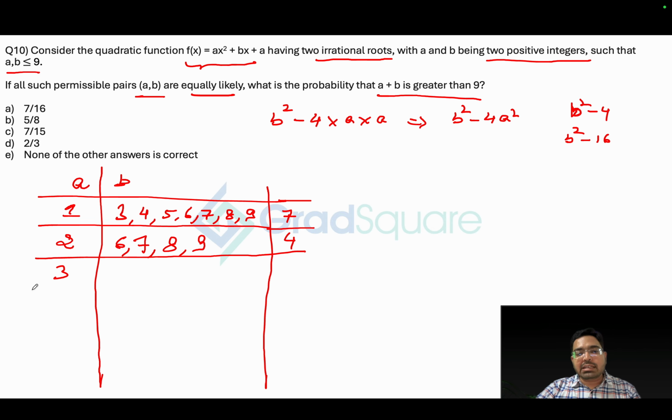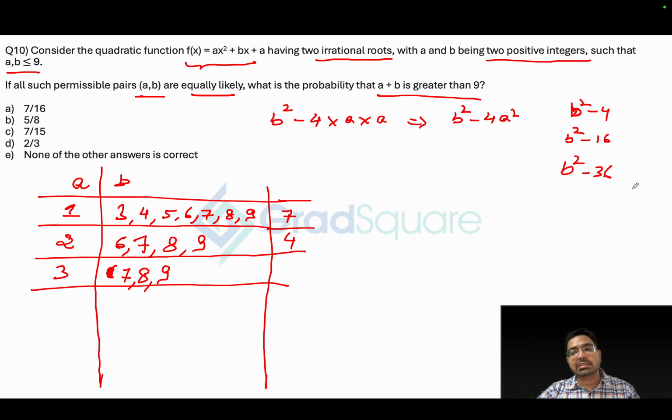If you take the value of a as 3, then 3² is 9, into 4 is 36, and b² − 36 is what you are looking at. Of course, you are not going to take the value of b as 6, because 36 minus 36 will give you 0. So you will start with the number 7. 7² is 49, and 49 minus 36 gives you 13. 8² is 64, minus 36 is 28, not a perfect square. And 9² is 81, minus 36 is 45, again not a perfect square. So how many pairs of values are we looking at? We are looking at 3 pairs of values.